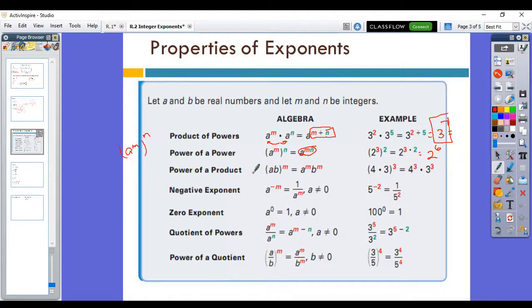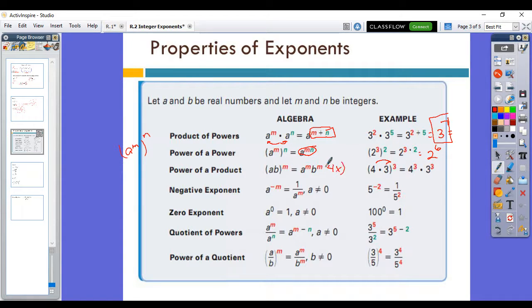Now, power of a product is almost like a distribution concept. So let's say we have, in this case, just numerically, 4 times 3, all to the 3rd. We just distribute that 3 right there. So it's 4 to the 3rd, 3 to the 3rd.